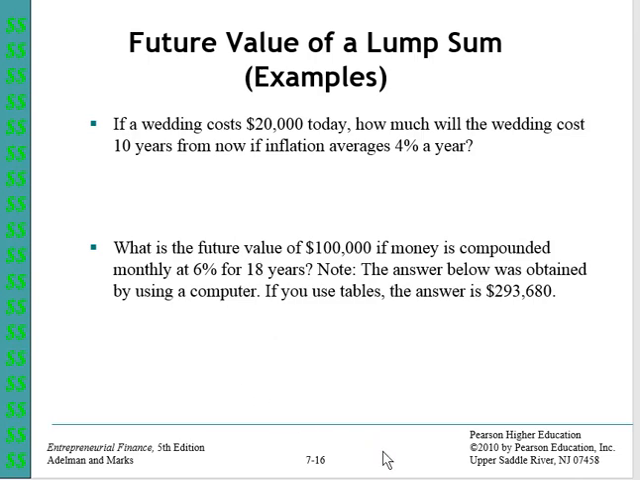What is the future value of $100,000 if the money is compounded monthly at 6% for 18 years? Again, think about the information that you're given. Present value is $100,000. That's a negative number. Interest rate is 6%. The time is 18 years. However, we're now talking about compounding monthly, so that M, or that period per year, now is 12.